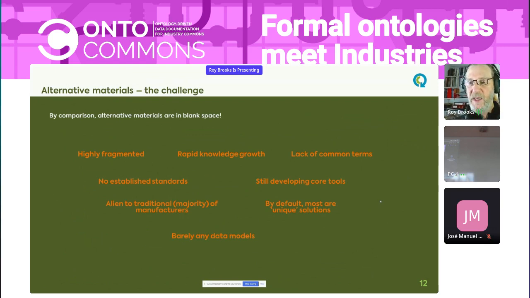It is highly fragmented. It's experiencing rapid, uncontrolled knowledge growth. There is a complete lack of common terms. There are no established standards. Tools are still in development. What the alternative materials industry offers to brands, production, whatever, is pretty alien to most of them. Most of the solutions that are coming up are hermetic. They are unique. They don't exist within a broader framework. And there's barely any data models, or at least common data models. So it's a pretty large challenge.